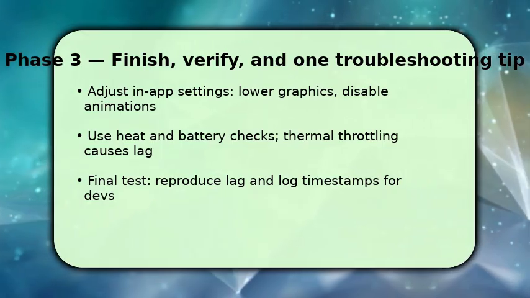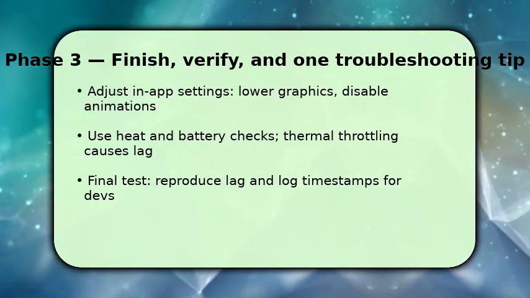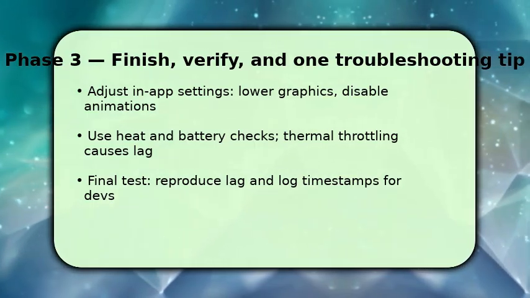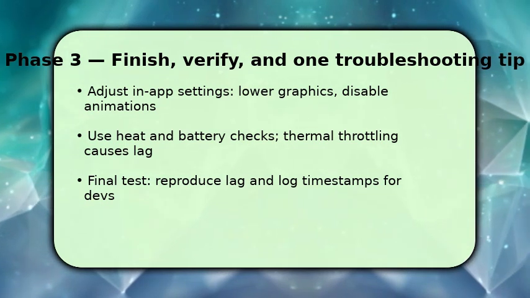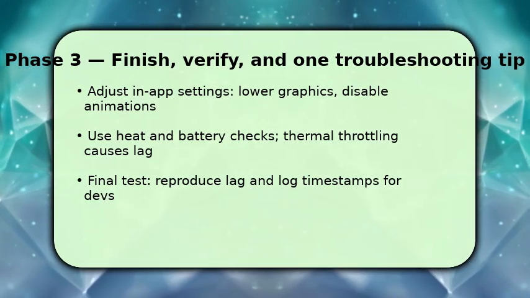Finally, reproduce the issue while recording logs and timestamps, because clear reproduction steps plus logs speed fixes. If problems persist, one key troubleshooting tip: roll back to the previous app version or safe mode to isolate whether updates introduce the regression.